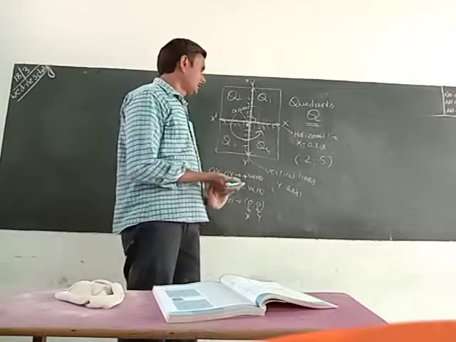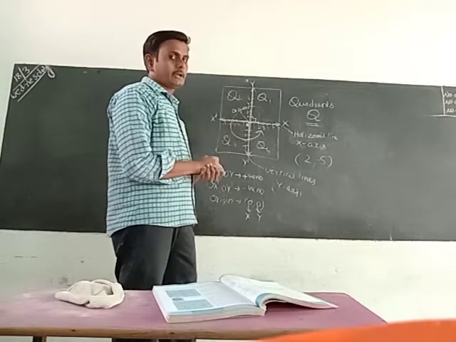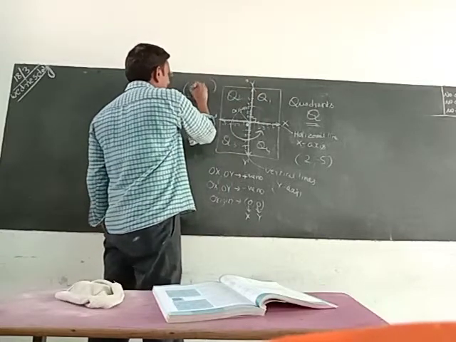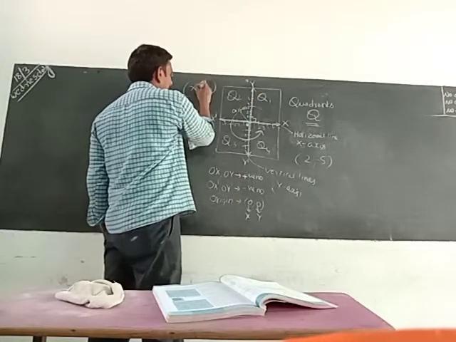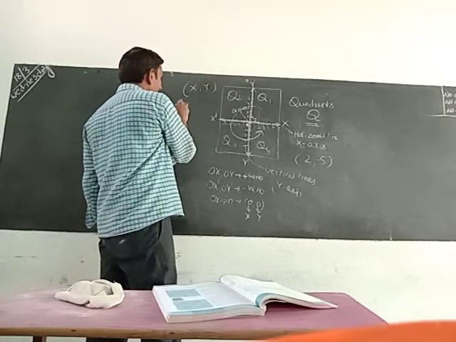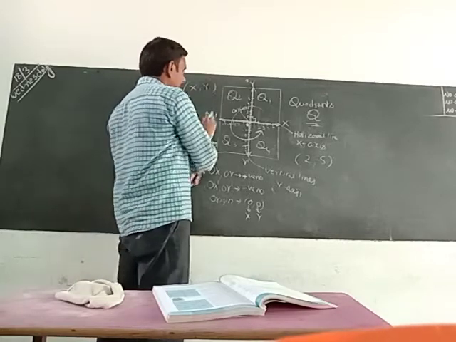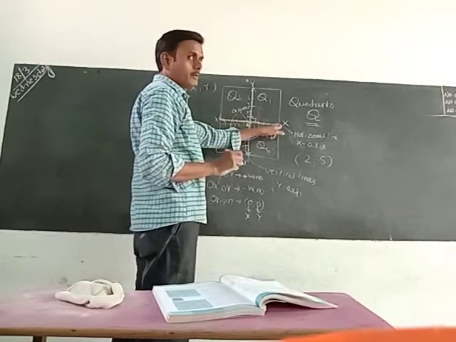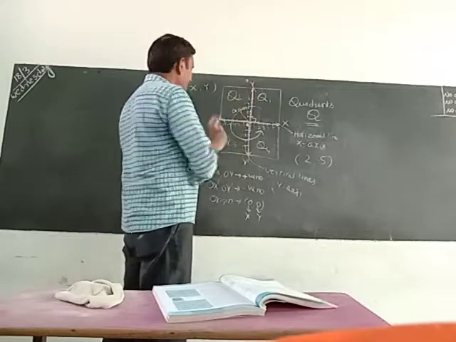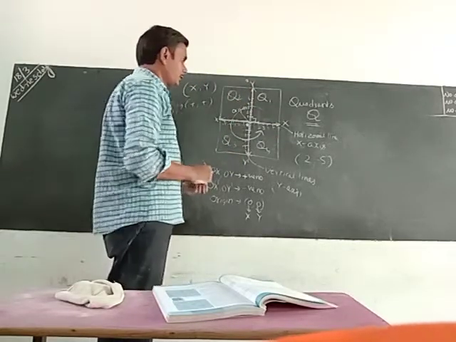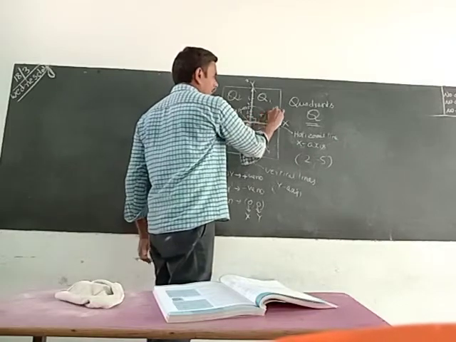In the 4 quadrants, we have to identify the sign of x and y. By writing an ordered pair, the first one is x related, the second one is y related. In Q1, how will x, y be? x will be positive, y will be positive. In Q1, both will be positive. That means we can write positive, positive.